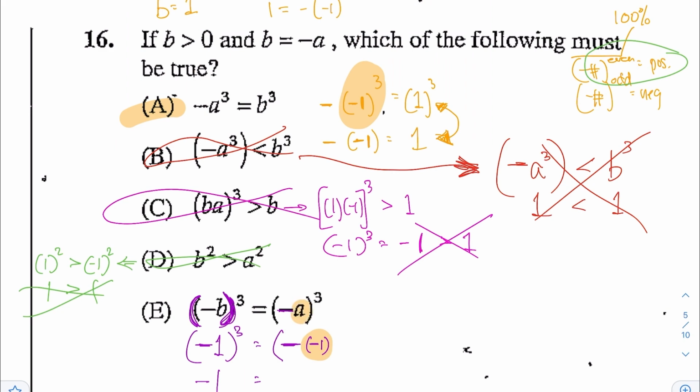So when you substitute in -1 for a, the negative of -1 will be positive. So this will turn to +1 cubed, which is equal to +1. And you know that -1 is not equal to +1. So choice E is also wrong. The answer has to be choice A.